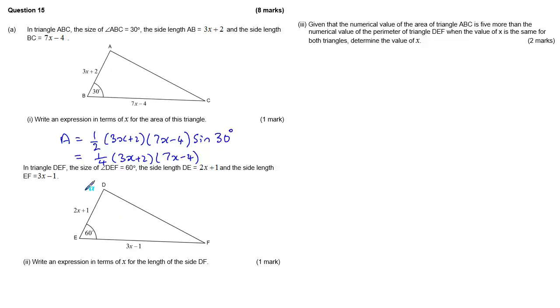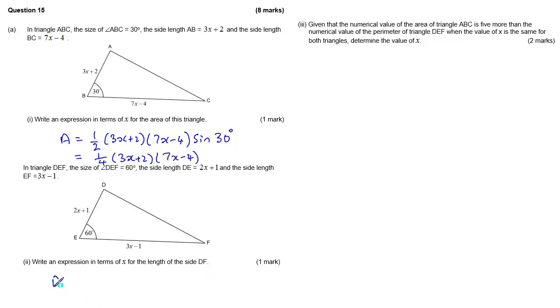In triangle DEF, the size of angle DEF is 60, the side length DE is 2x plus 1, and the side length EF is 3x minus 1. Write an expression in terms of x for the side length DF.